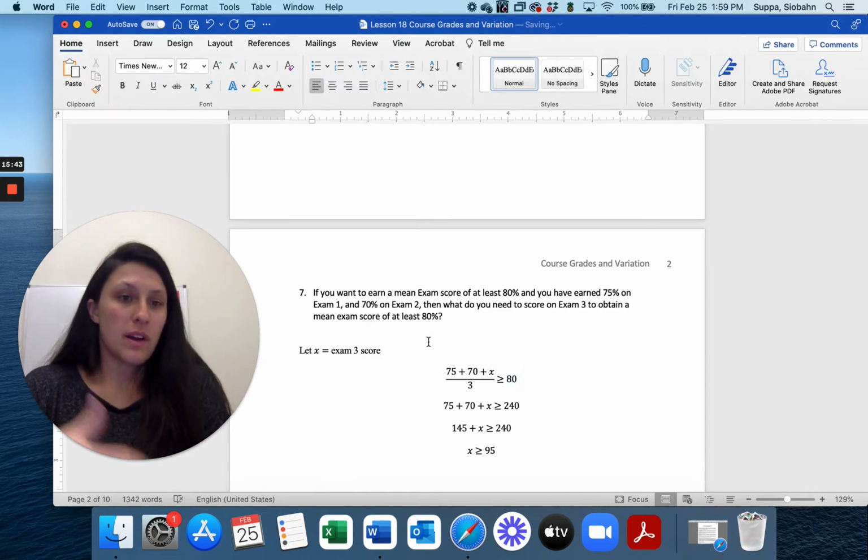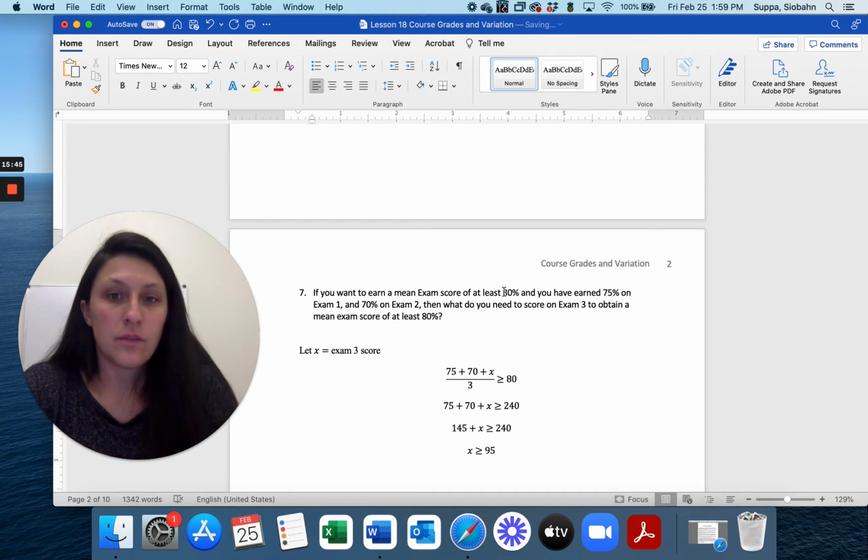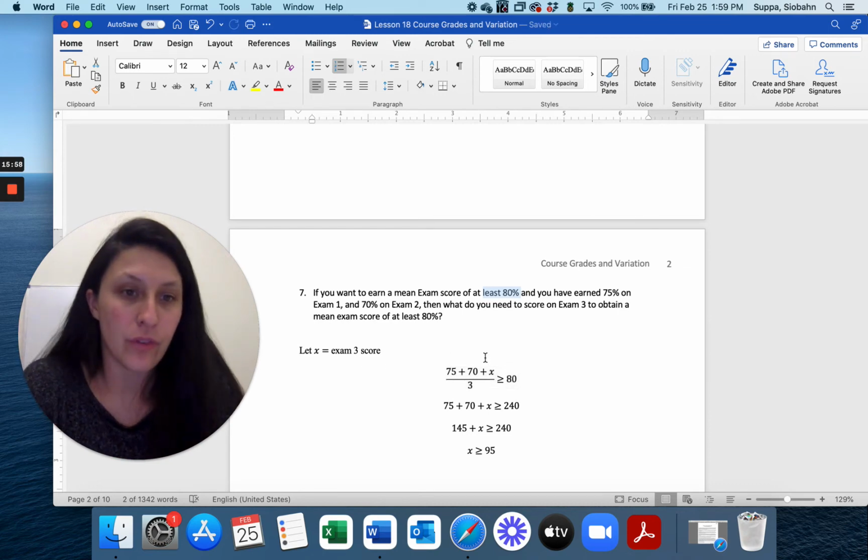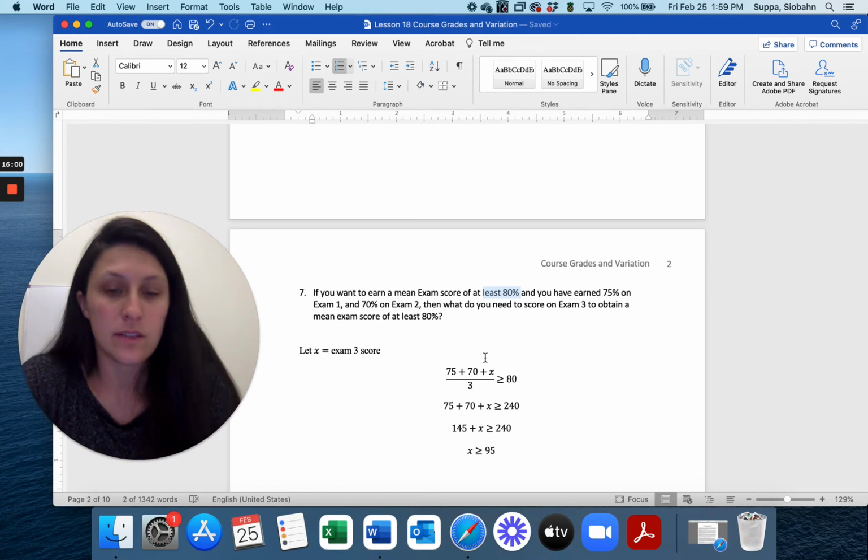Okay, you'll see some problems like this in your homework where they're asking you, if I want a mean of some number, then what do I need on the last item in order to get to that mean? So you just let that value be a variable. Any variable you want. I used x, you could have used e for exam, or t for test. You can use whatever variable. And then you just solve that equation.